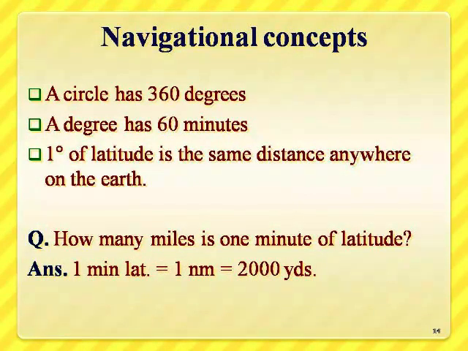Here we'll start with a circle which has 360 degrees, and a degree has 60 minutes. 1 degree of latitude is the same distance anywhere on the earth. How many miles is 1 minute of latitude? The answer is 1 minute of latitude is equal to 1 nautical mile, which comes to 2000 yards. So a nautical mile is larger than the normal mile which we count.